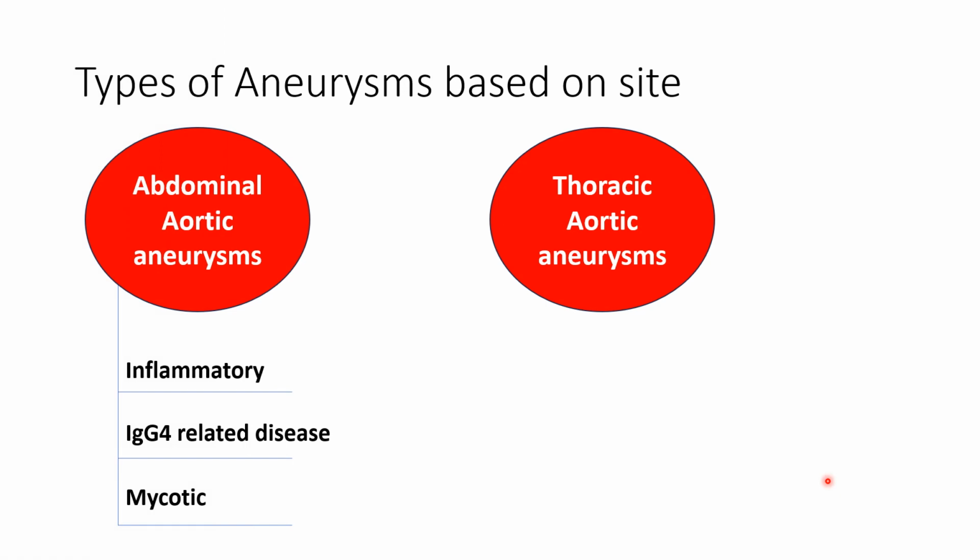So based on the site that it affects, we have two major types of aneurysms. One is the abdominal aortic aneurysm, the other one is thoracic aortic aneurysm. There are some subtypes of abdominal aortic aneurysm, that is inflammatory aneurysm, IgG4 related disease, and mycotic aneurysms.